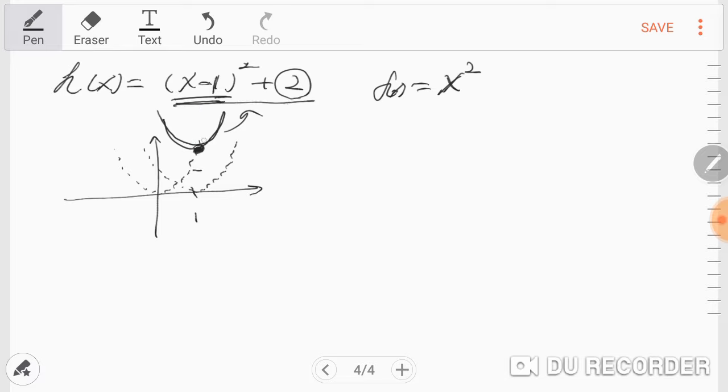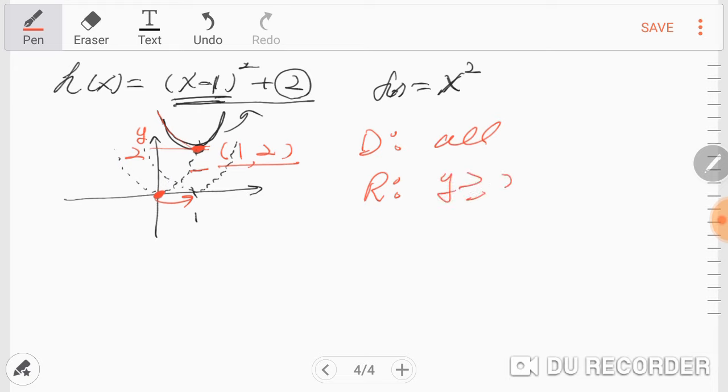Then from this, let's check the vertex. The vertex was (0, 0), but this (0, 0) is moved one unit to the right and two units up. So this is the coordinate of the vertex. Then the domain: there's no restriction for the x values. x can be any real number, positive or negative, doesn't matter. So the domain is all real numbers. The range: the minimum y value of this graph is 2, so y is greater than or equal to 2.